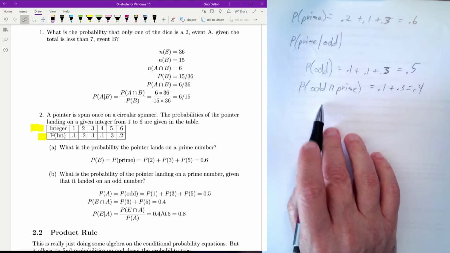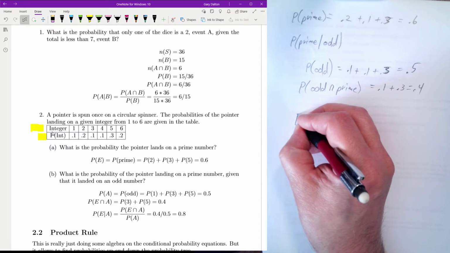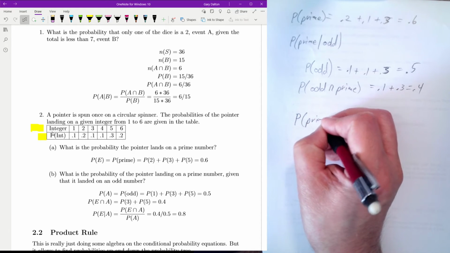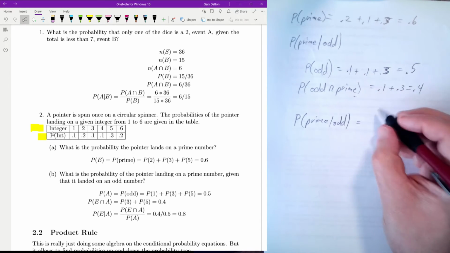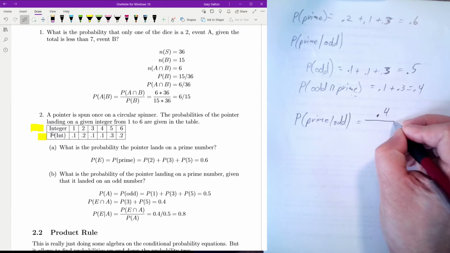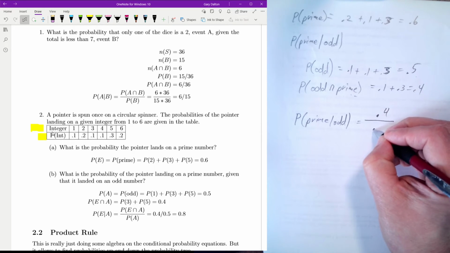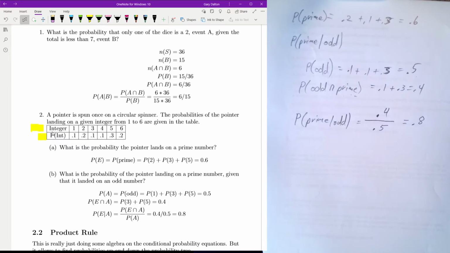Okay, so we have a couple different things, and this is what we're interested in. The probability of prime given odd is equal to their intersection, the probability of odd intersect prime, which is 0.4, divided by the probability of odd, which is 0.5. So that equals 0.8. I'll verify that: 0.4 divided by 0.5 is equal to 0.8. Okay.